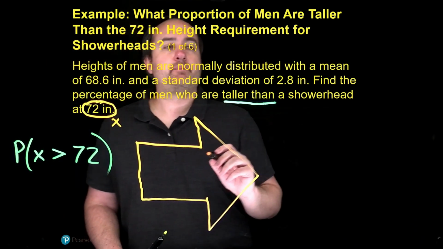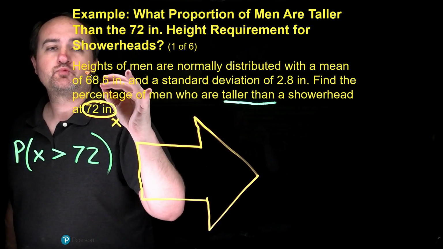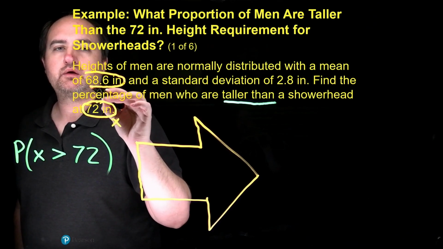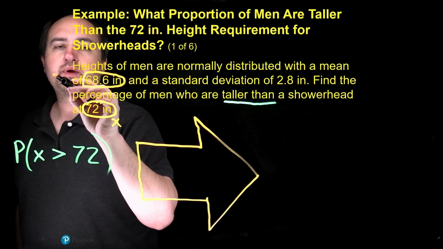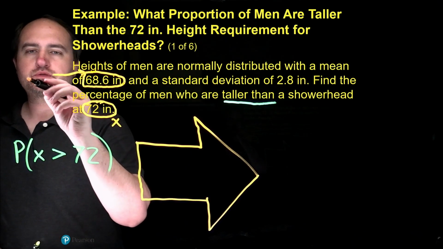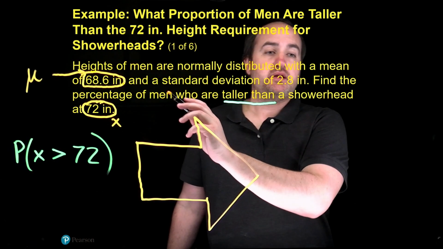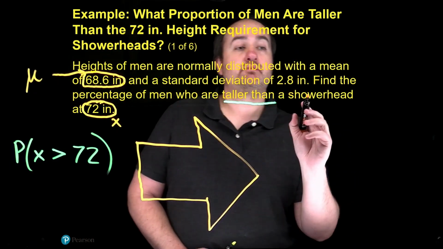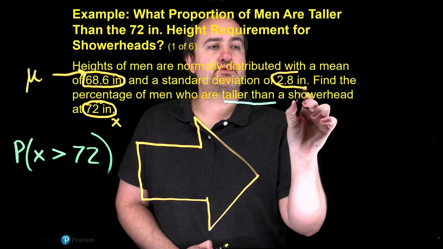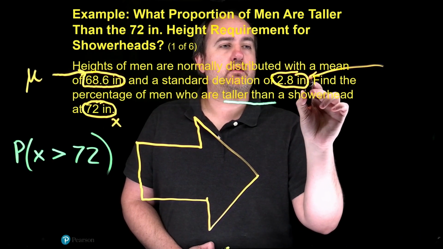And then the mean is the same as mu. We've talked about that many times. So the population mean here is going to be mu, and we can see that that is 68.6 inches. And then the last thing we need is sigma. Standard deviation is sigma, and that here is 2.8 inches.